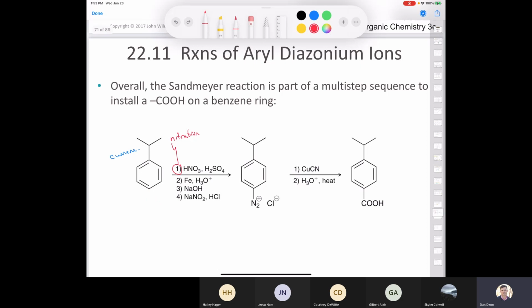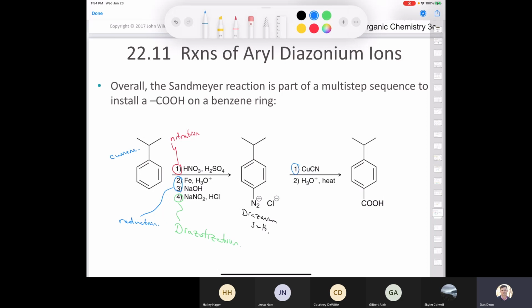Okay, after you do that, you reduce it. So when you do the reduction, first you treat it with iron and aqueous acid, followed by treatment with sodium hydroxide. So this is the reduction. That would give you the aniline derivative. So that would be what? Para-isopropyl aniline is what you'd end up with. And then in the next step, you're doing the diazotization. So that's what it's called, diazotization. And that's going to form the diazonium salt. Then we treat it with cuprous cyanide, which is copper 1 cyanide.